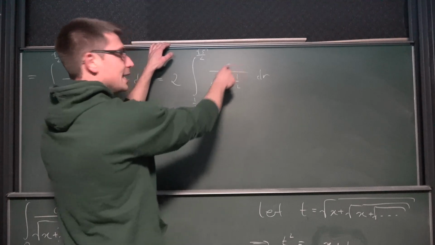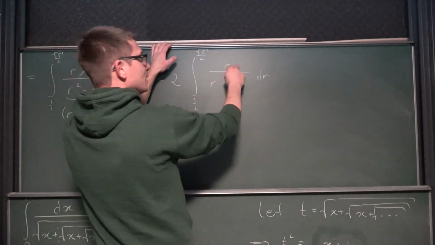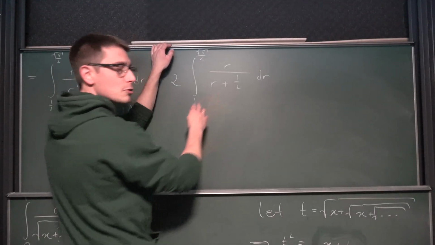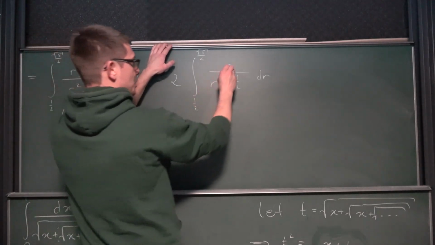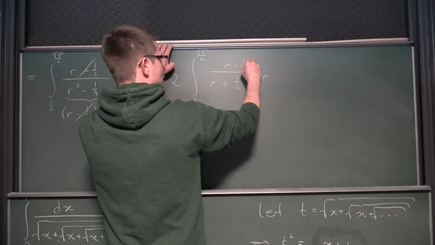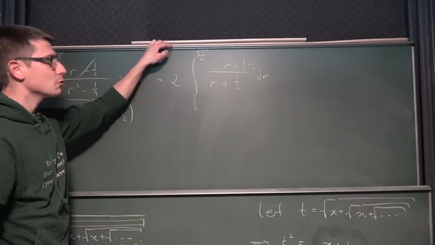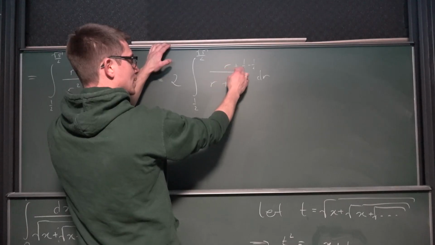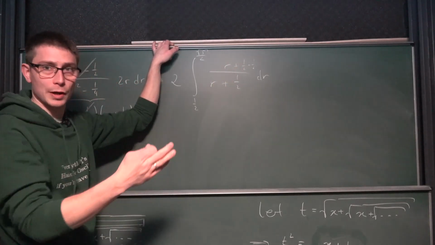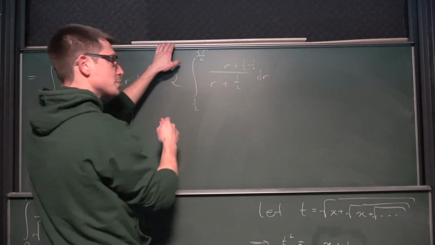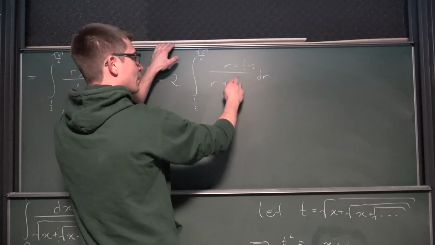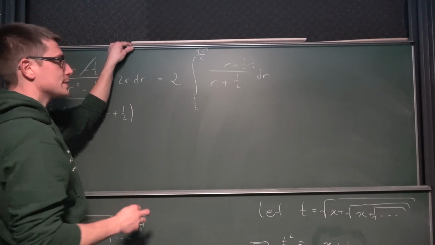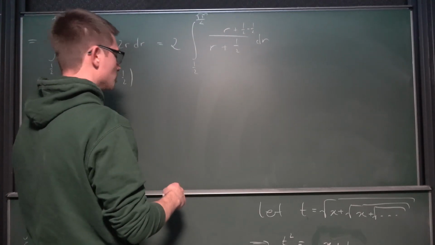We can just add a 0 smartly at the top. It doesn't change anything about the fraction, and we can do it in such a way that we can break up the fraction. So by adding plus 1/2 and subtracting 1/2, you're going to notice that we get two fractions. The first one being r plus 1/2 divided by r plus 1/2, which cancels out to 1. This is the first integral. And then negative 1/2 divided by r plus 1/2.